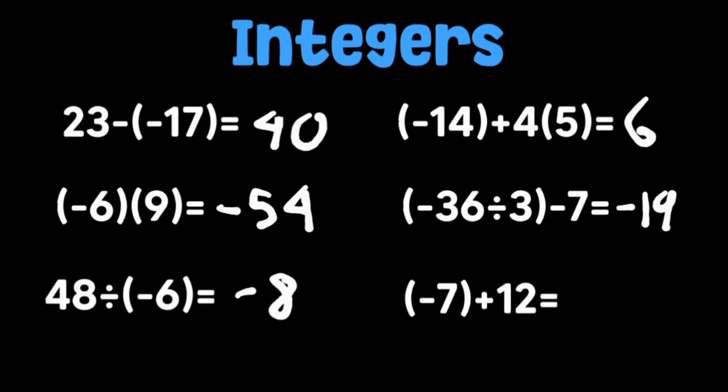And now for the last one, we have negative 7 plus 12. Here our result would be 5. And that is all.